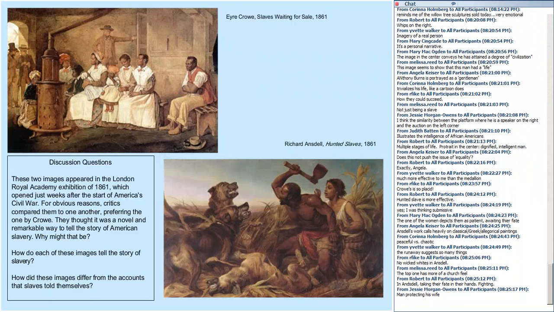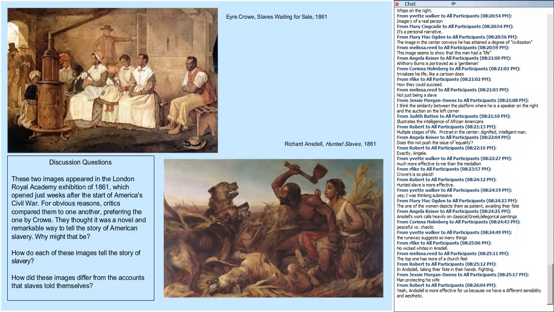Now the critics in 1861 found the Ansdell overly dramatic. And they preferred the Crowe image because of what they saw as the emotional poignancy of the waiting for sale. So they reacted to the fact that it wasn't the sort of theatrical representation of an auction, but instead the moments before as people pondered their fate. What is your response to the take of the critics in 1861? That the Ansdell is more effective for us because we have a different sensibility?